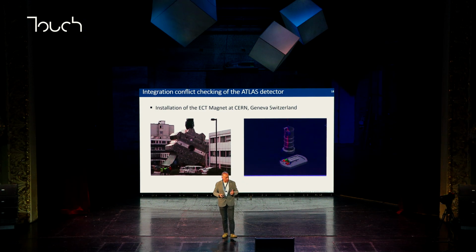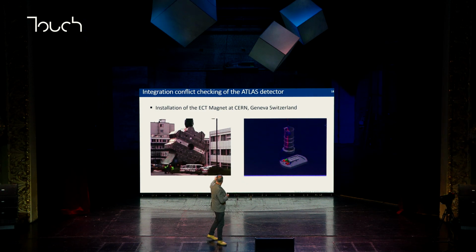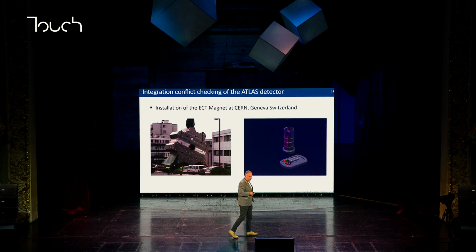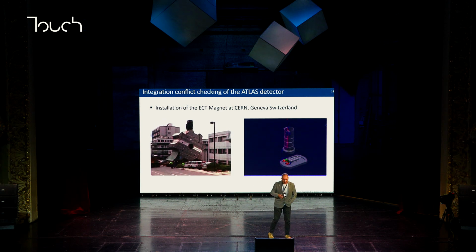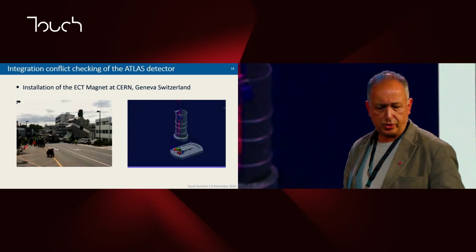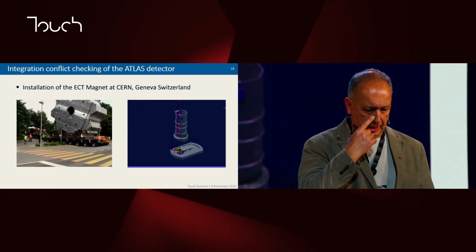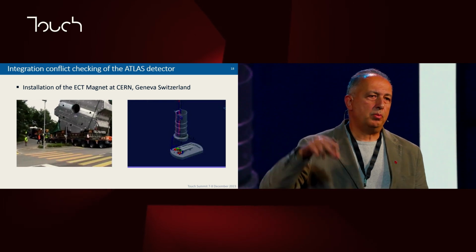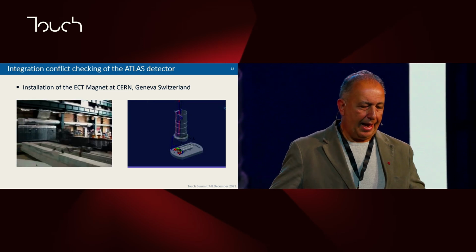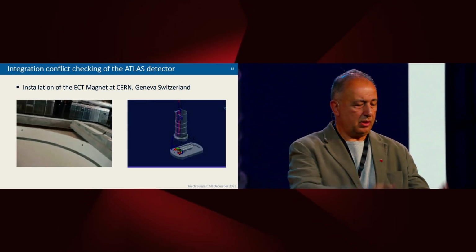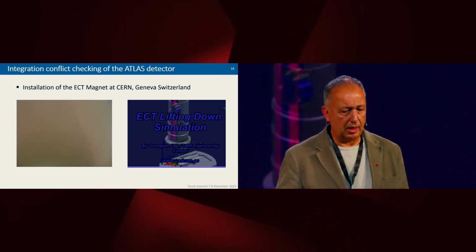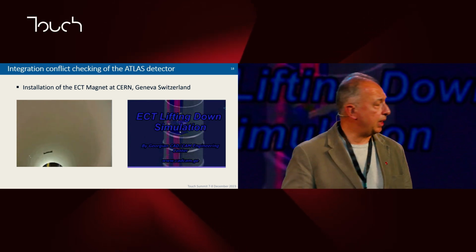You see this video, it's done by me. It's not a professional camera, it's me who was filming this. This is the process of the installation of the so-called end cap toroid magnet in Geneva at CERN. It takes place there. This is a very, very huge monster with 280 tons, which should be lifted down 100 meters under the surface. And it's impossible to put it just like it is. You have to check the integration dynamical conflicts, which we have done.